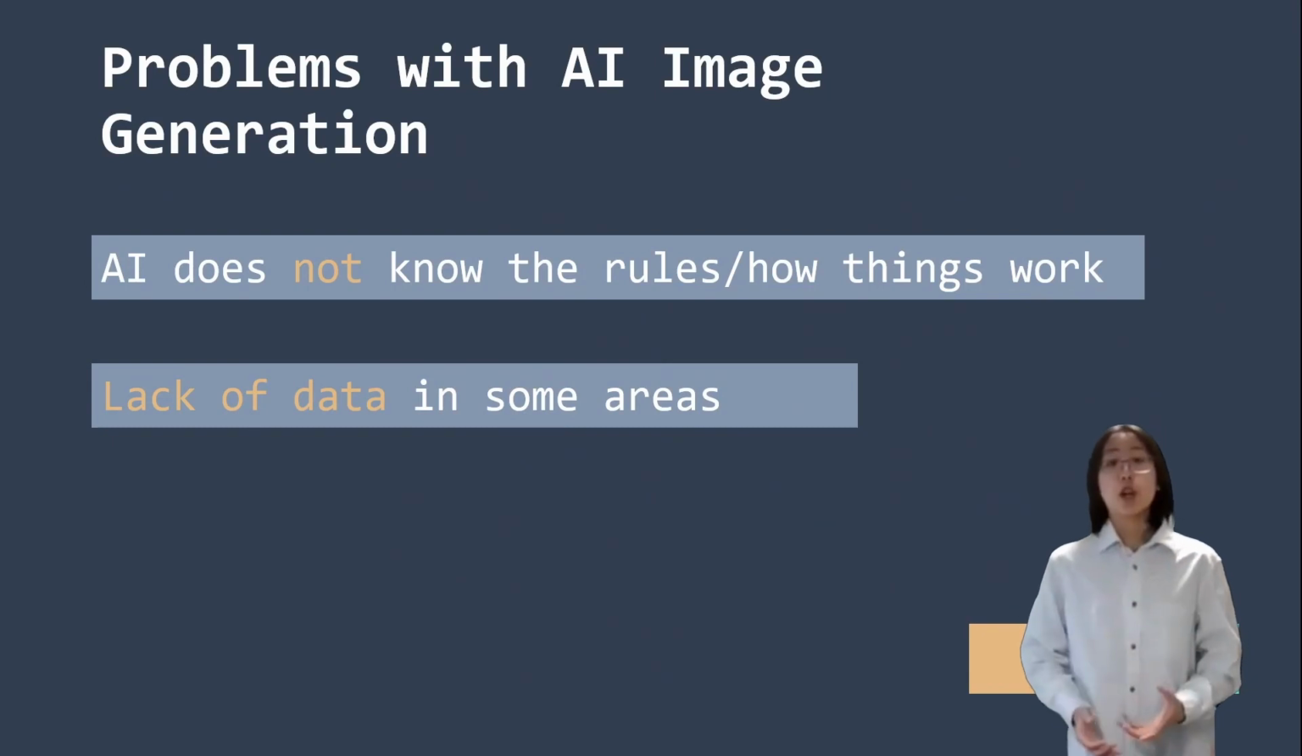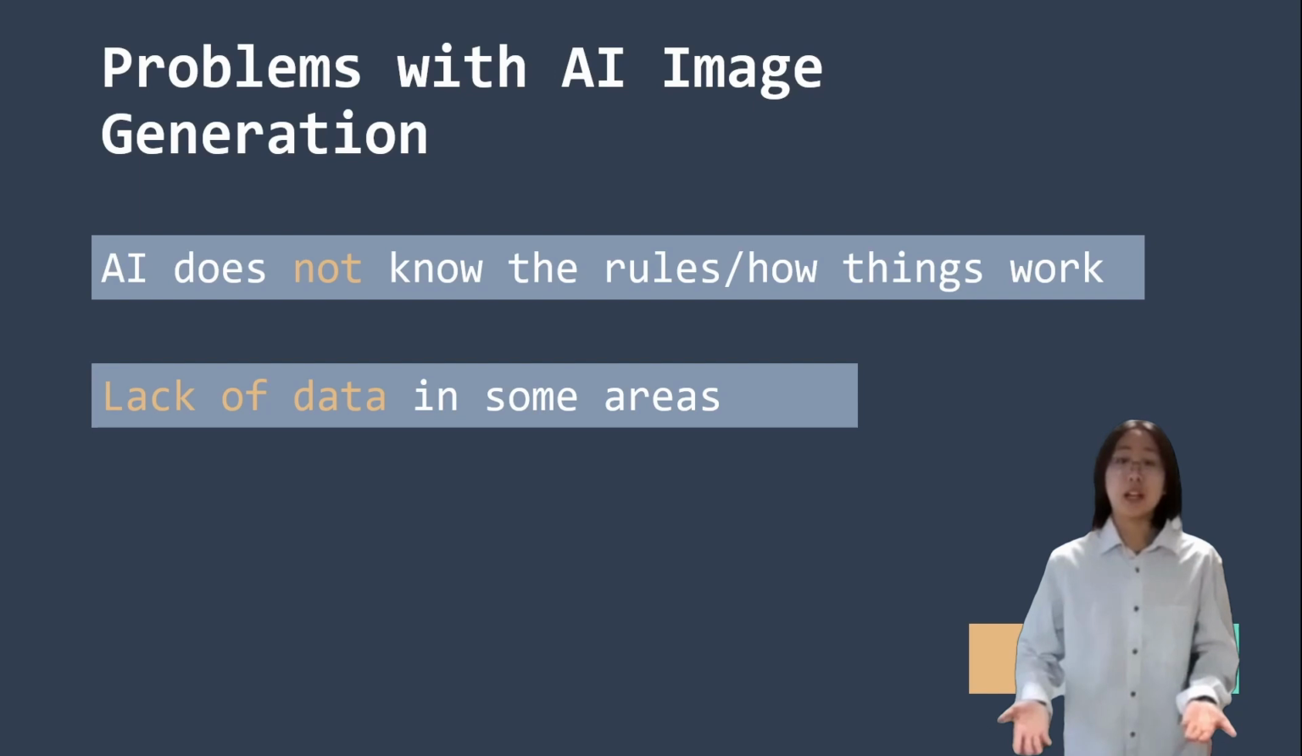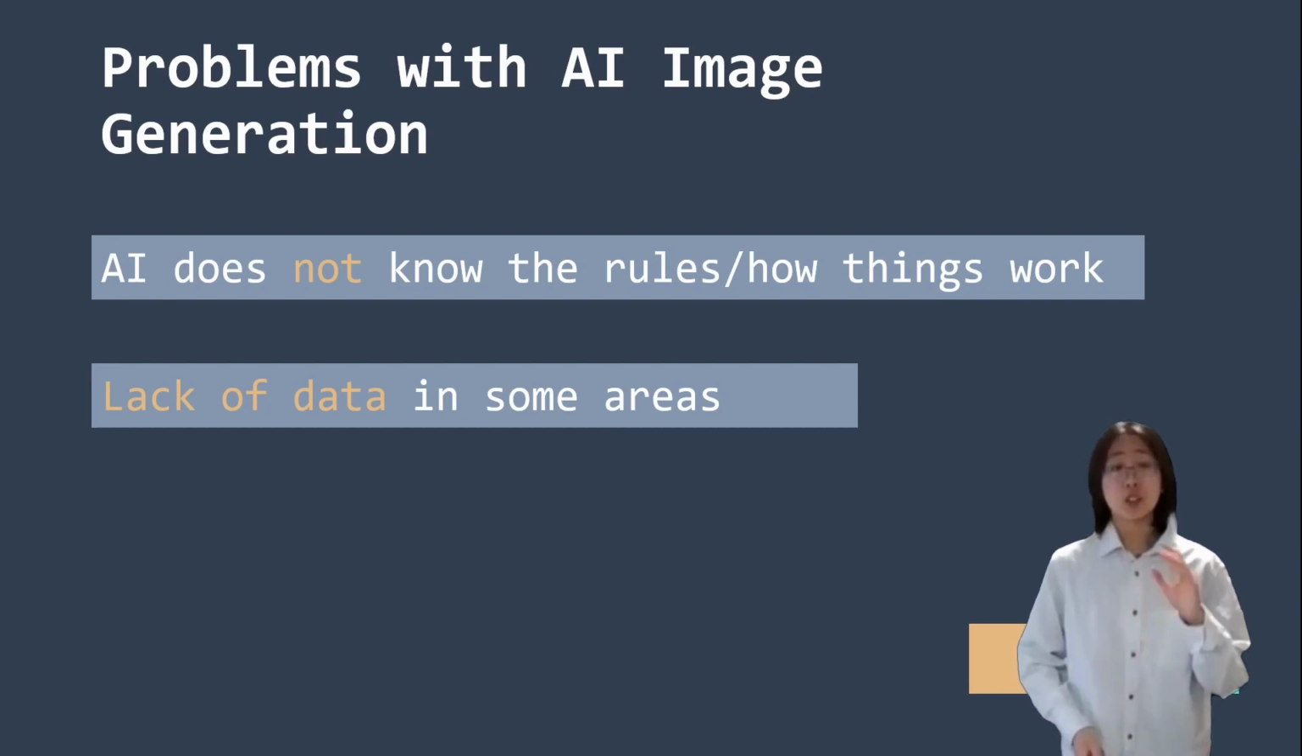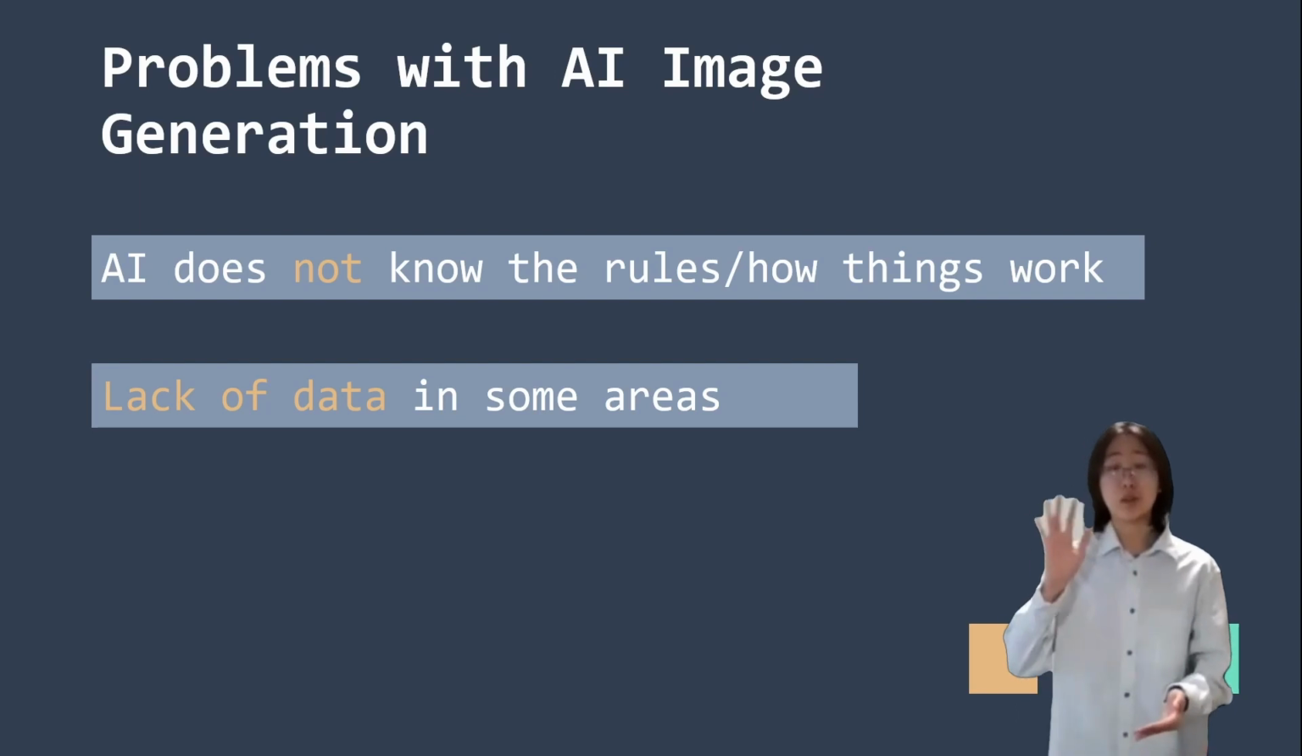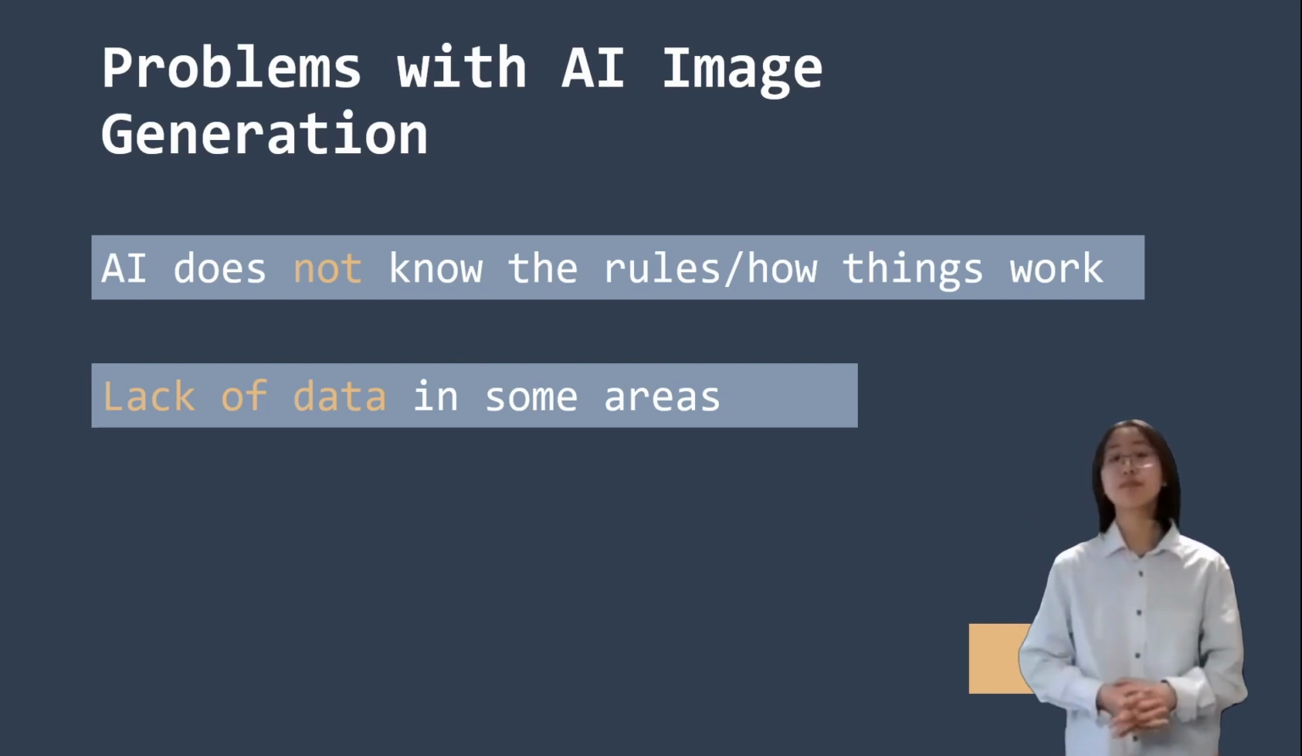Now that we know how these images are generated, let's examine some problems with AI image generation that may help us identify whether something is AI generated. First, AI does not know the rules or how things work. For instance, it does not know that hands have 5 fingers, as we will see in the coming images.